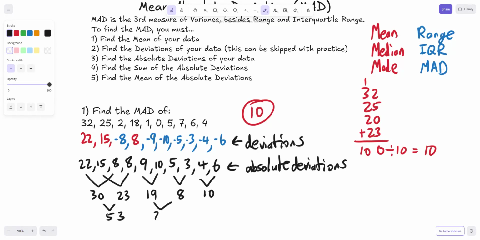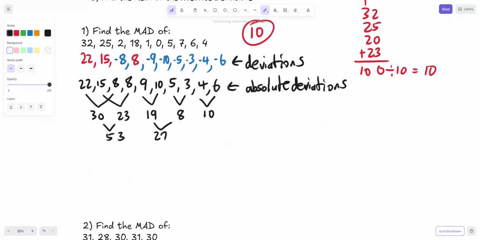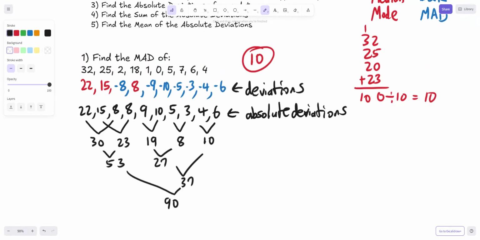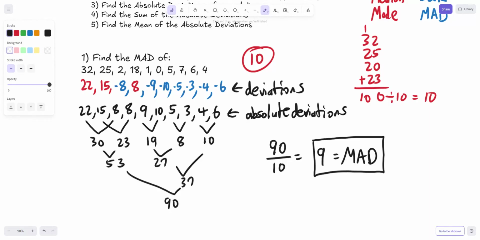53, 27, and then scroll down a bit, 37, 8, 90. So the sum of all the absolute deviations is 90, and since there are 10 absolute deviations, divided by 10, that's going to be 9. Our mean absolute deviation is equal to 9. So again, this is a measure of variance. If it's bigger, then the numbers are more spread apart. If the MAD is small, then the numbers are close together.